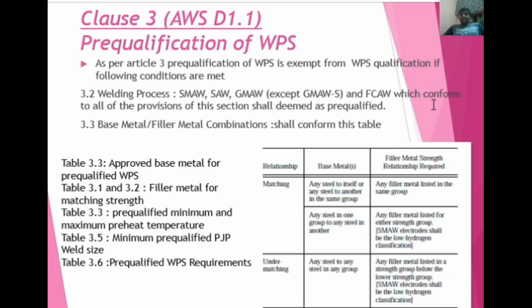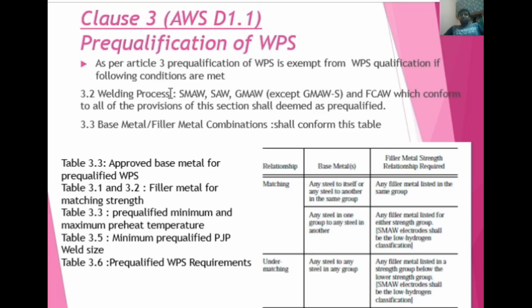Now clause 3 of AWS D1.1, pre-qualification of WPS. This is very important. As per clause 3, pre-qualification of WPS is exempt from WPS qualification. If we are maintaining the pre-qualified WPS as per AWS D1.1, then qualification of the WPS is not required. The following conditions should be met, and then only WPS qualification is not required. Then with the pre-qualified WPS we can start the work.